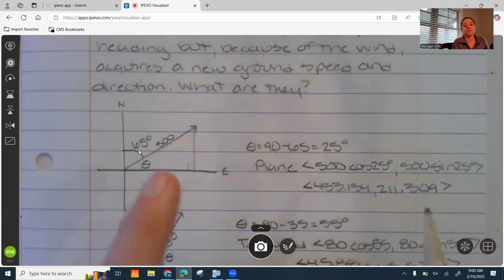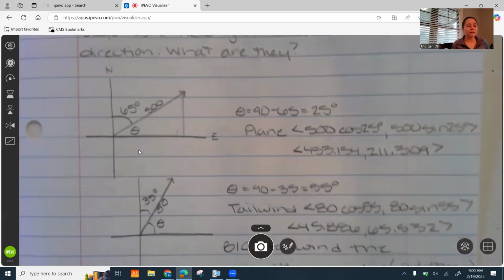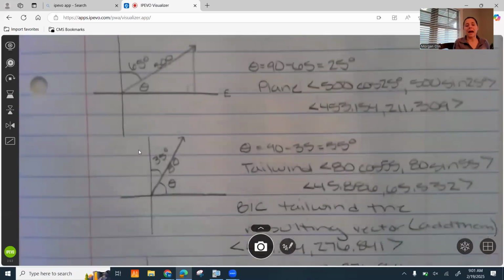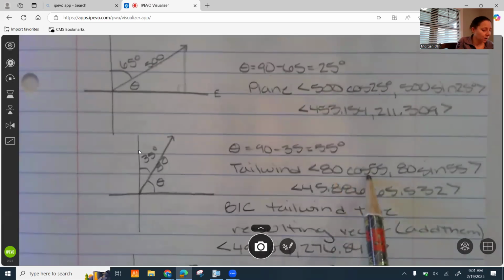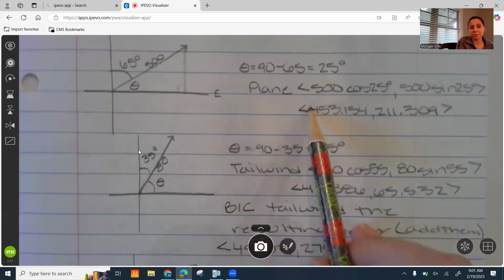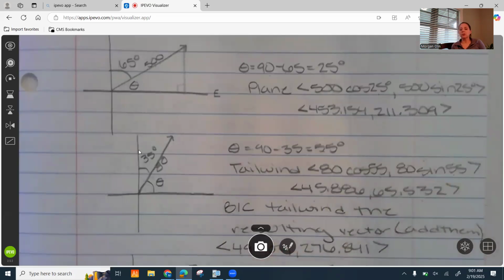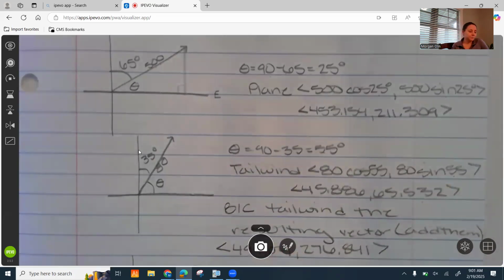However, we have a tailwind. They tell us our tailwind is 35 degrees east of north, and it's 80 miles per hour. So it's 80. Really my theta is here, so that theta, 90 minus 35, is 55 degrees. I can find this vector just the same way I found this one up here. It's going to be 80 cosine of 55, 80 sine of 55, and I get these two values. Again, make sure you're in degrees because I'm using degrees.